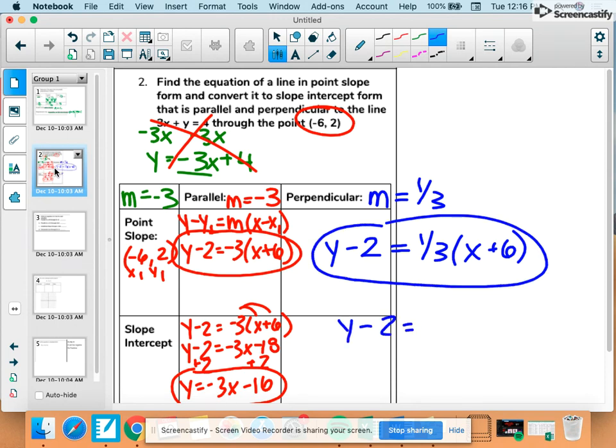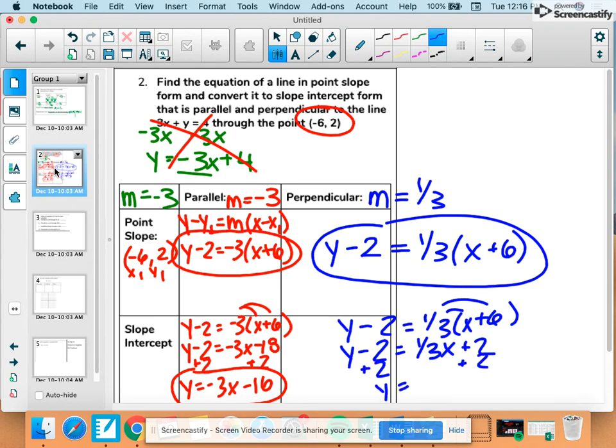Then for slope-intercept, we take that, distribute, and solve for y. When we distribute 1/3, we get 1/3 x, and then 1/3 times 6 is 2. Then we add the 2 over, so we get y equals 1 over 3x plus 4. So this line would be perpendicular to our given line.